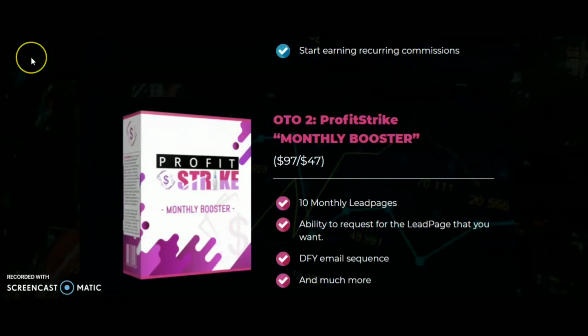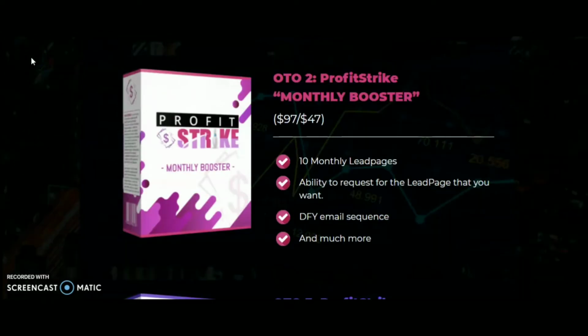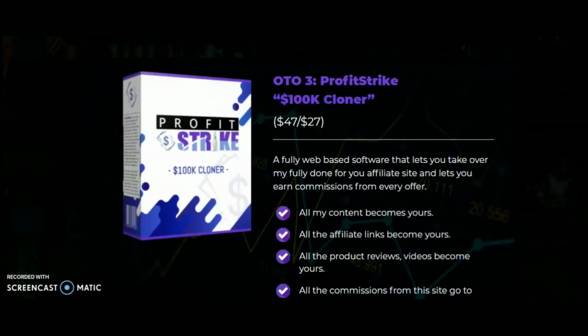So OTO 2, Profit Strike Monthly Booster, $97 down to $47. You get 10 monthly lead pages, the ability to request the lead pages that you want done for you, email sequences, and much more. OTO 3, Profit Strike $100K Cloner, $47 down to $27.